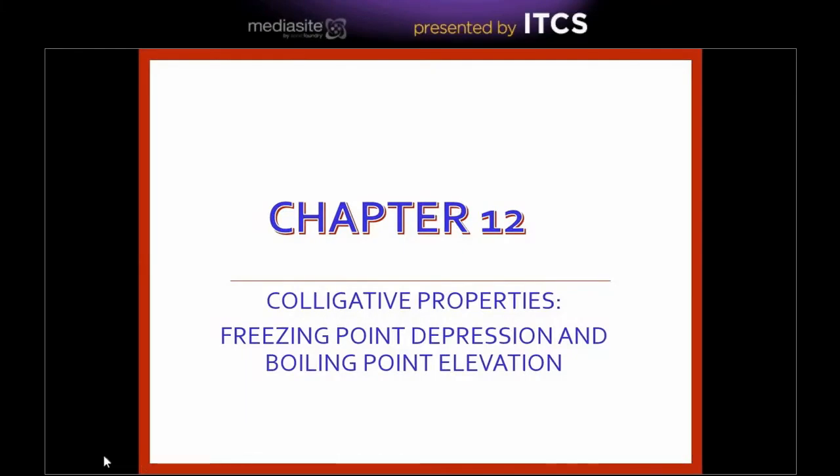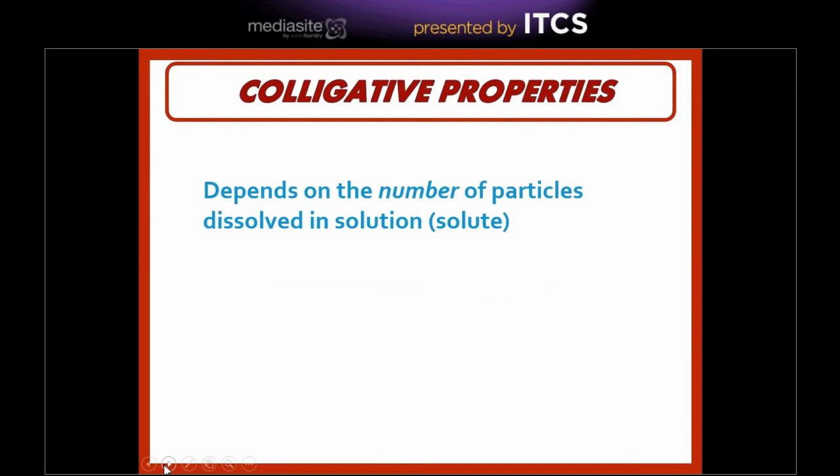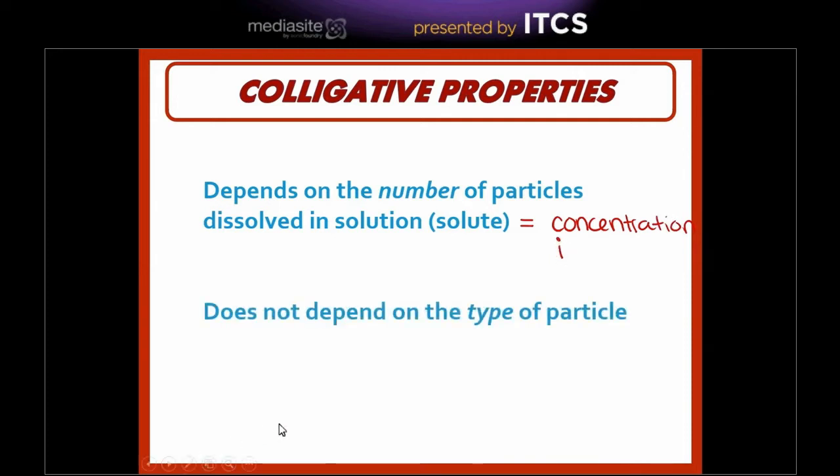Alright guys, so in this video we're going to continue talking about colligative properties, specifically freezing point depression and boiling point elevation. So remember that colligative properties depend on the number of particles dissolved in solution. So that directly relates to your concentration and your van 't Hoff factor, i. But it does not depend on the type of particle.